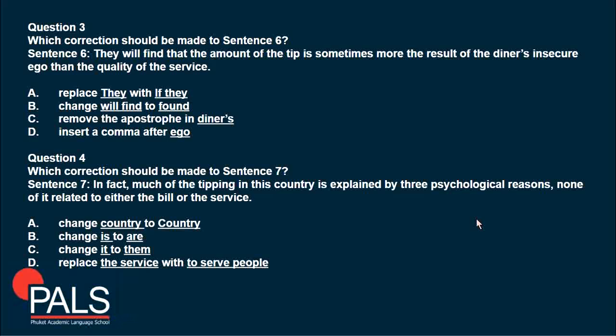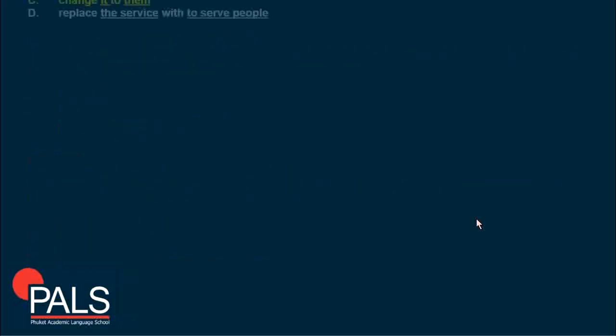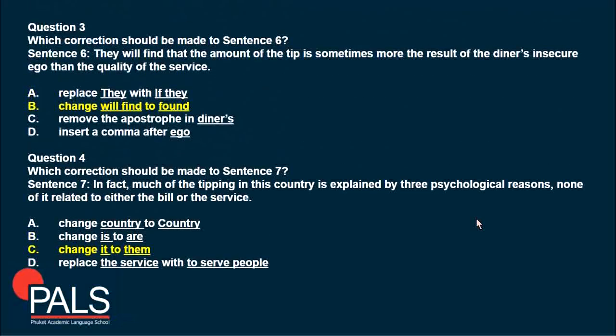Okay, let's move on to the answers. There you go. Now, for question number 3, they will find that the amount of tip is sometimes the result of the diner's insecure ego than the quality of service. Okay.